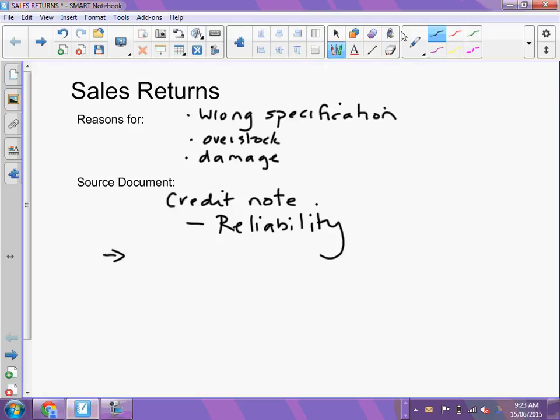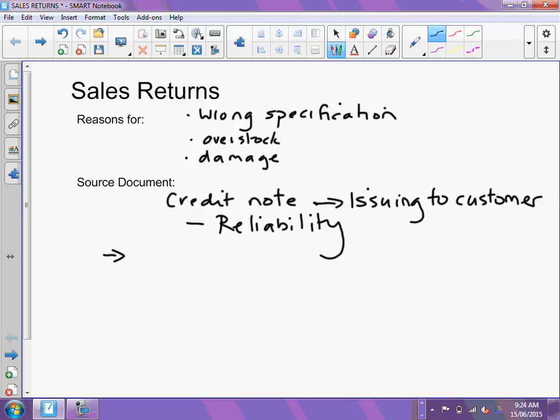Okay, so the source document is a credit note. Are we issuing the credit note or receiving the credit note? I'll ask again, are we issuing the credit note or receiving a credit note for a sales return? We are issuing it to the customer. The qualitative characteristic that upholds is reliability. Evidence that a transaction is fair, free from error and bias.